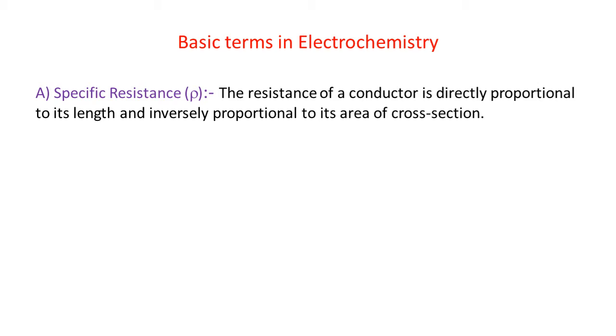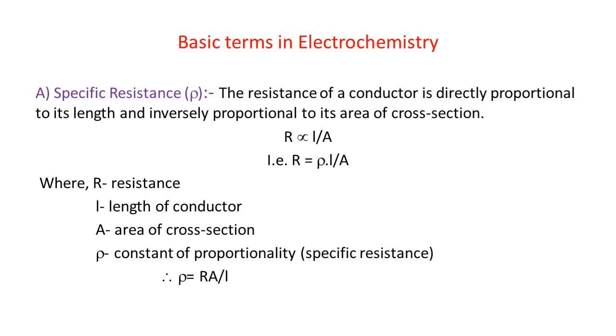The resistance of a conductor is directly proportional to its length and inversely proportional to its area of cross section. That is, R is directly proportional to L upon A. R is equal to rho into L upon A, where R is resistance, L is length of conductor, A is area of cross section, and rho is the constant of proportionality known as specific resistance. So, rho equals RA divided by L.